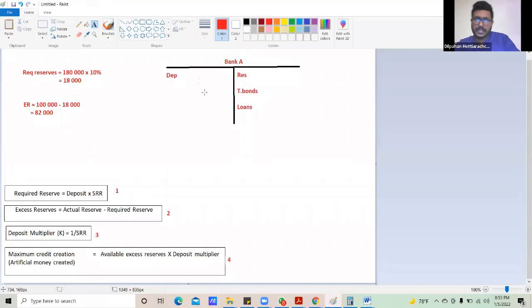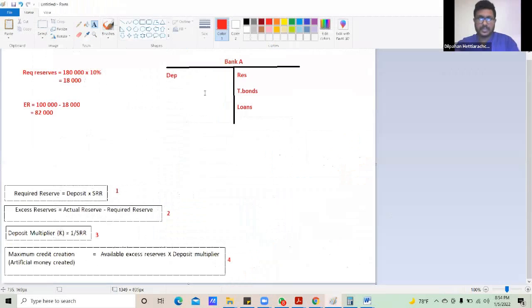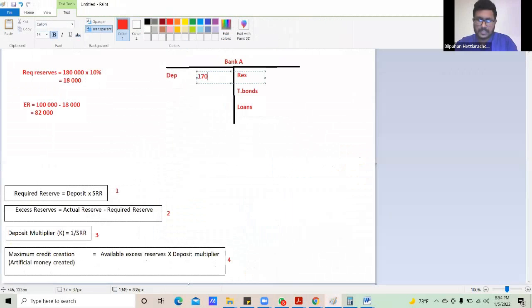Initially the deposit was 180, but now Ching Chon Ching withdrew 10,000 million. So what do we have to do for this balance sheet? We have to deduct 10,000 million. From where? We have to deduct it from two places. One is deposits. When one person gets the money he has deposited, definitely deposits should reduce by 10,000. So this should be 170,000. 180,000 minus 10,000, 170.